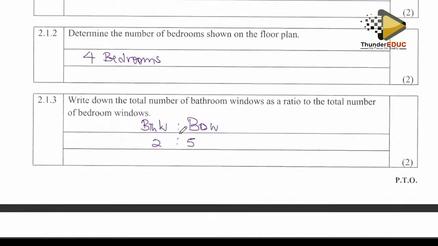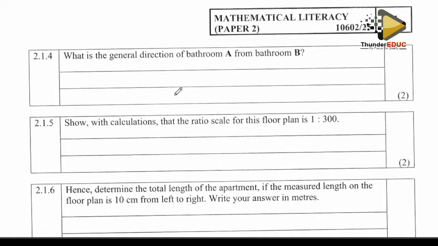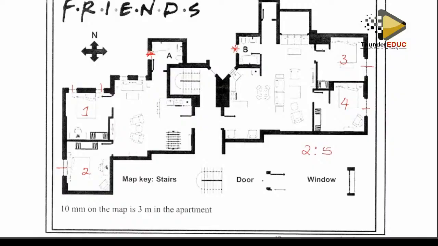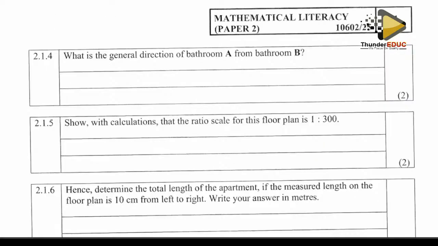All right, then we go to another question that says 2.1.4. What is the general direction of bathroom A from B? You are in B. Look at that. From B, that means you're here and you'll be heading this side. So the general direction here, it has to be west. The western direction.